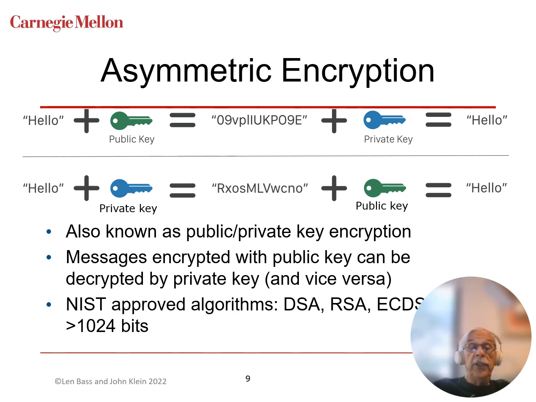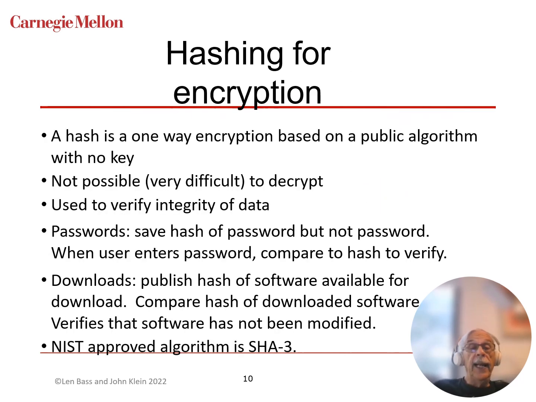Messages encrypted with the public key can be decrypted by the private key and vice versa. There are mathematical relationships between the public key and the private key. The NIST approved algorithms, there are three of them here: RSA, DSA, and ECDSA. They suggest more than 1024 bits. You'll recall that symmetric encryption was 128 bits, but now all of a sudden we need more bits for asymmetric encryption.